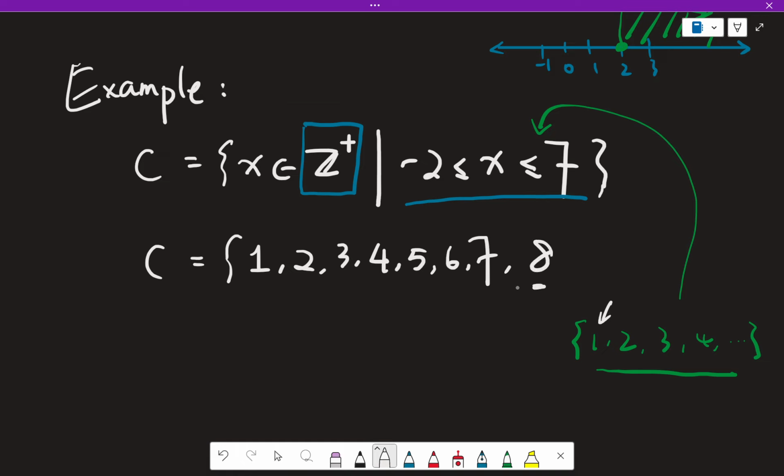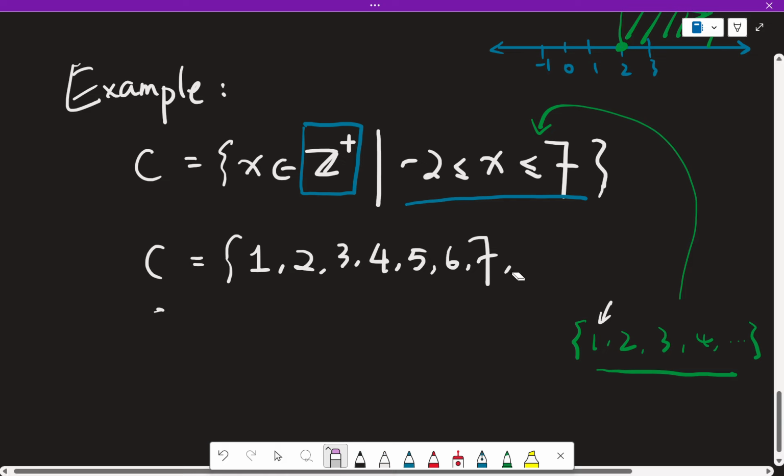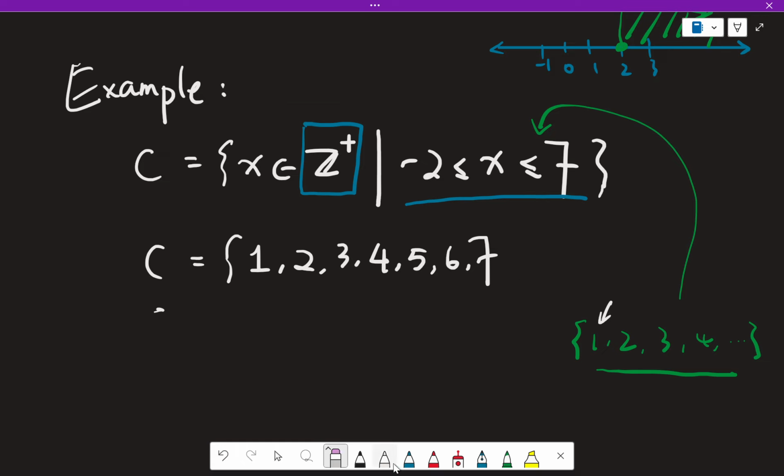Would 8 be a member of C? The answer is no, because 8 is a natural number, but it does not satisfy this requirement or condition of x. So 8 would not be a member of C. So if we enumerate all the elements for C, it would be 1, 2, 3, 4, 5, 6, 7.